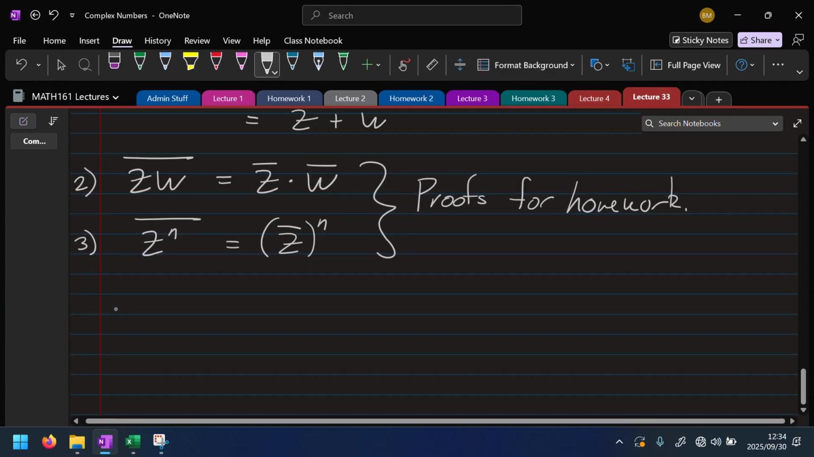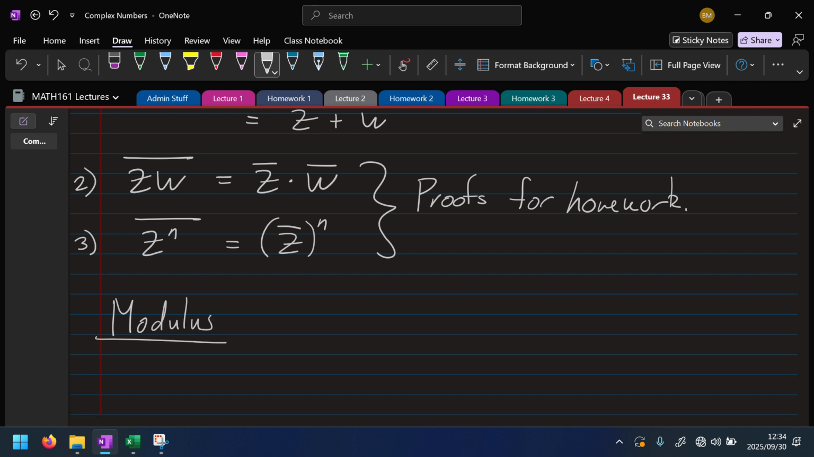Next is the modulus. Okay, so this is the third operation. All of those arithmetic operations, we covered that before. Then the conjugation, that's another thing we can do to complex numbers. And finally, we have this thing called the modulus. So what is the modulus?